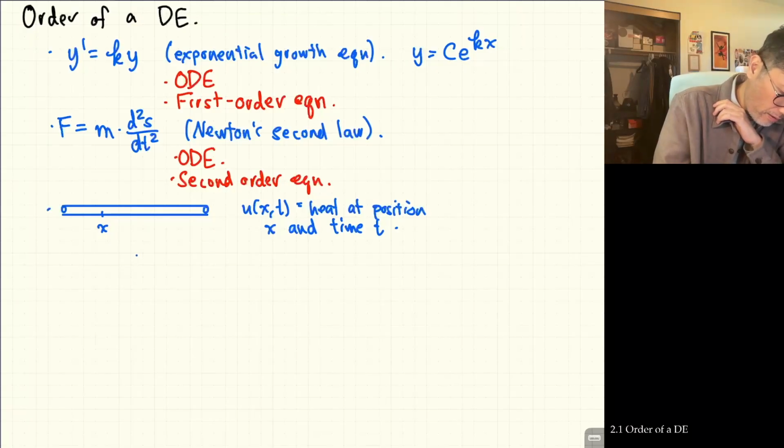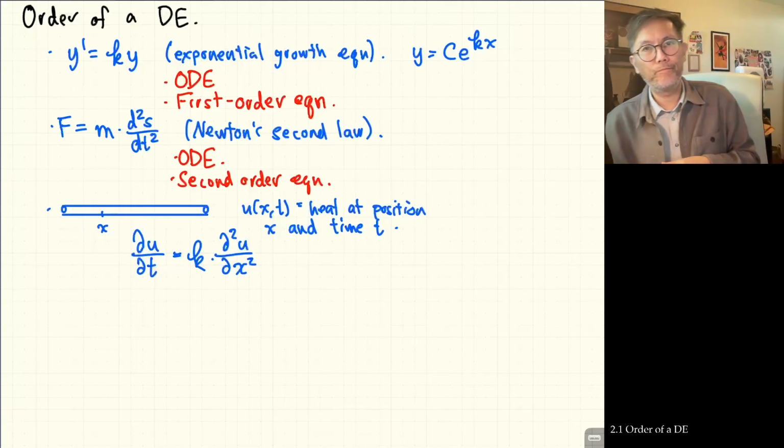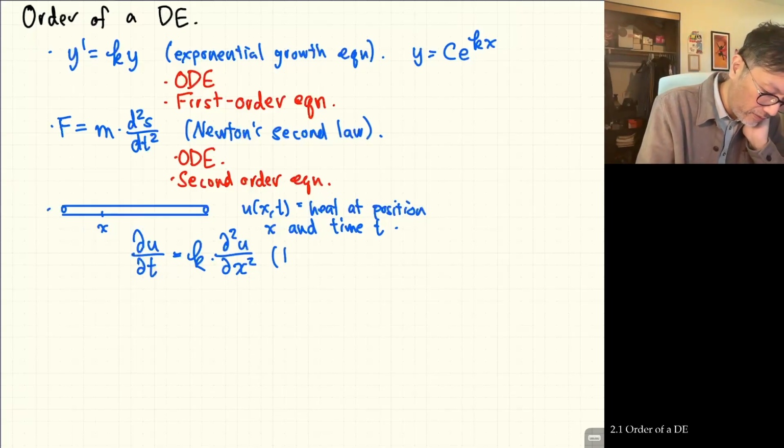It's that the partial derivative of u with respect to time is equal to some constant k times the second derivative of the heat with respect to space, with respect to position. This is called the heat equation.